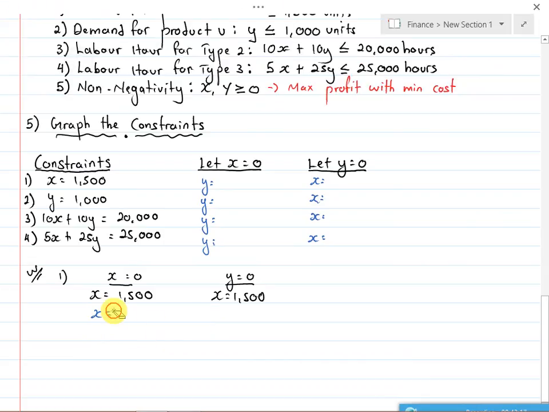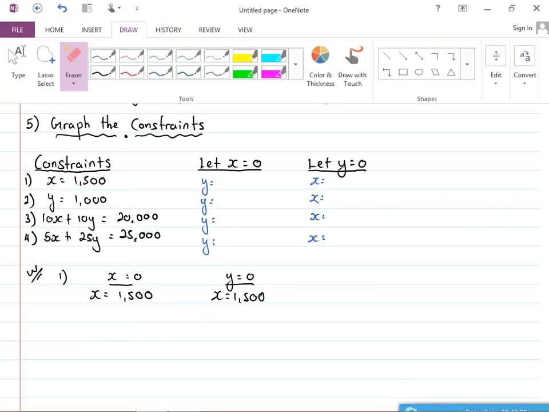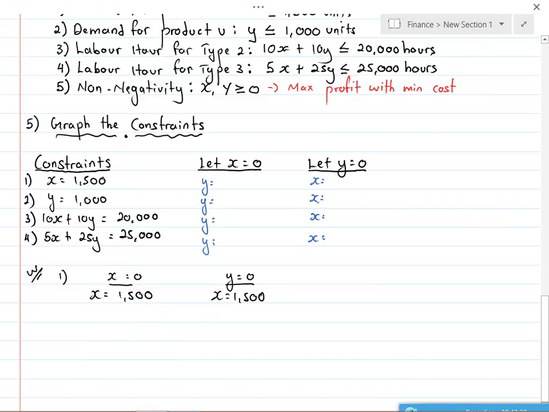Let me tell you how it works here. Simple one, basic maths. When I say x equals 0, that means here you substitute 0 into the x, right? Then you times with what? 1,500. When you 0 times 1,500, how much will you get? That's the working.